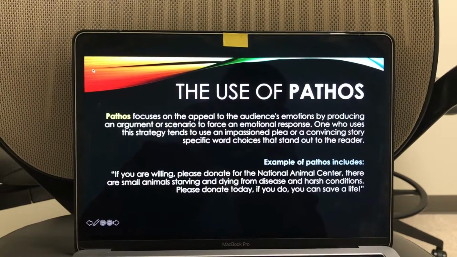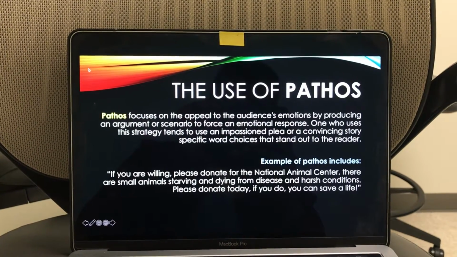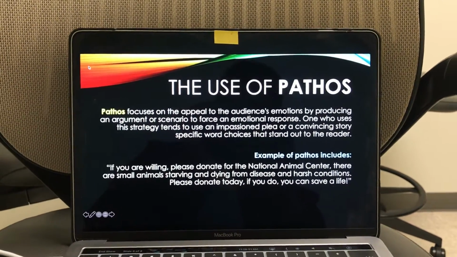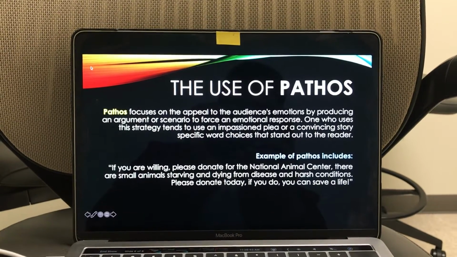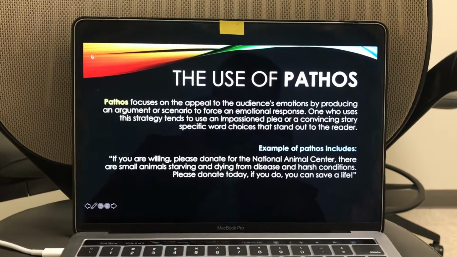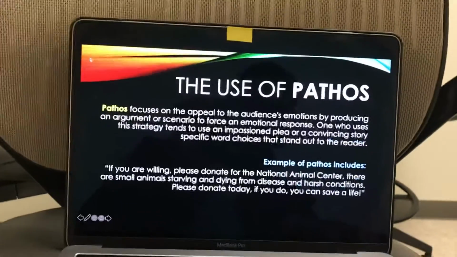Example of pathos includes: if you're willing, please donate to the National Animal Center. There are small animals starving and dying from disease and harsh conditions. Please donate today. If you do, you can save a life.